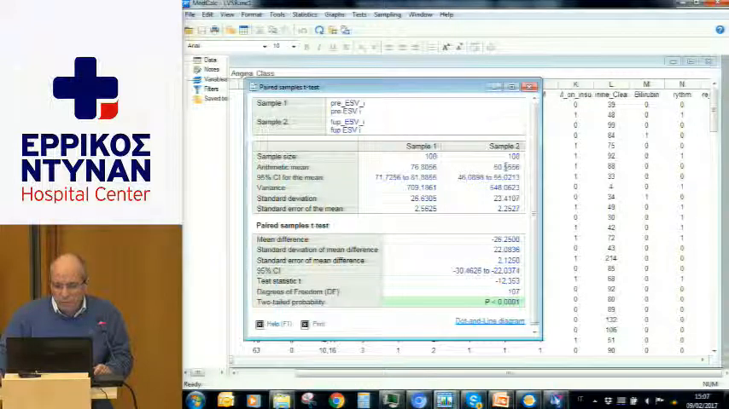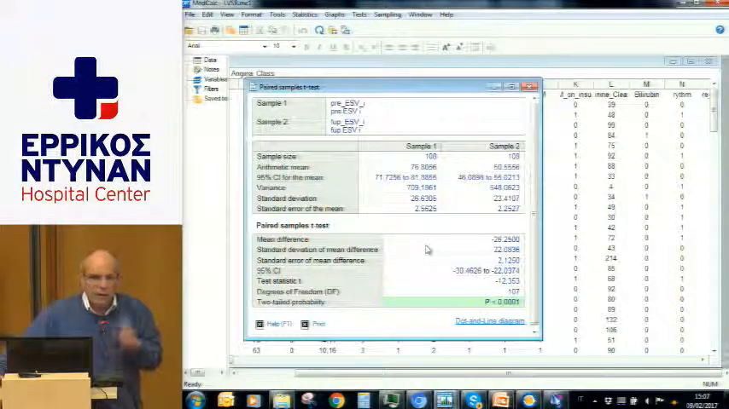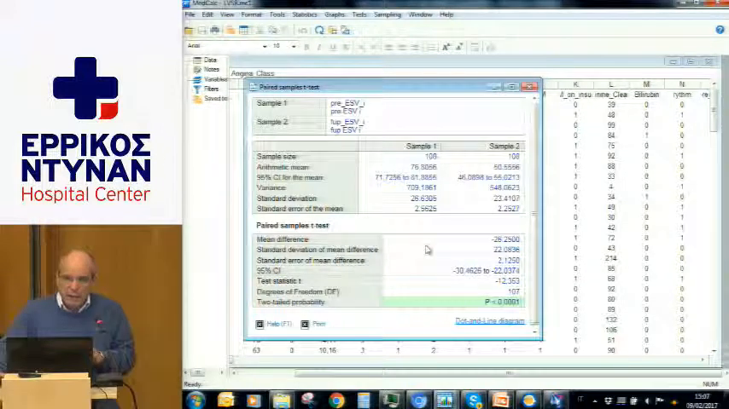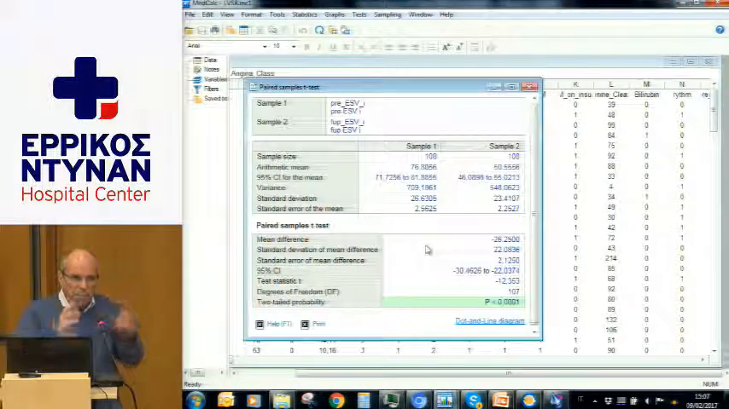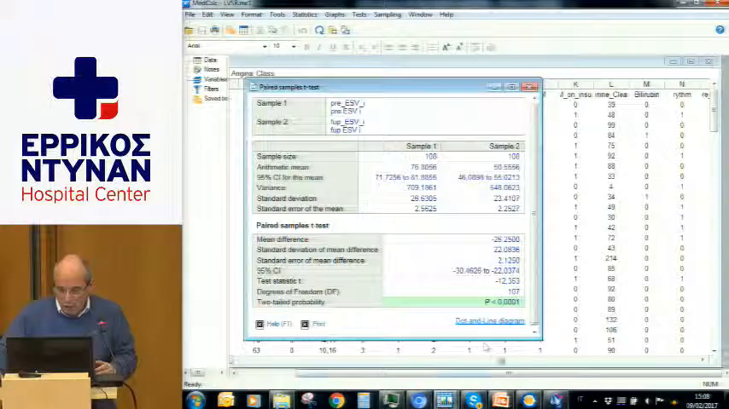76.8 and 50.5. These are the standard deviations, and this means that there is a statistically significant reduction of the systolic volume index. And this is important, it is the paired t-test. You have independent and the paired. The paired is used when you repeat the same evaluation in the same group of patients.